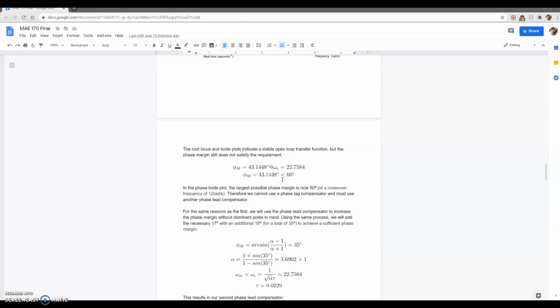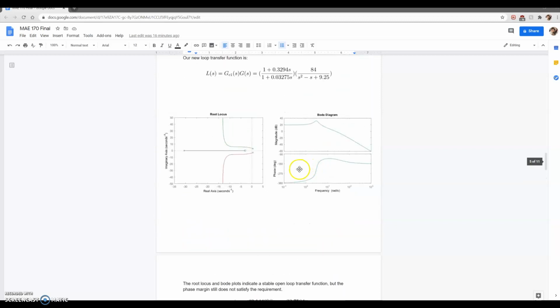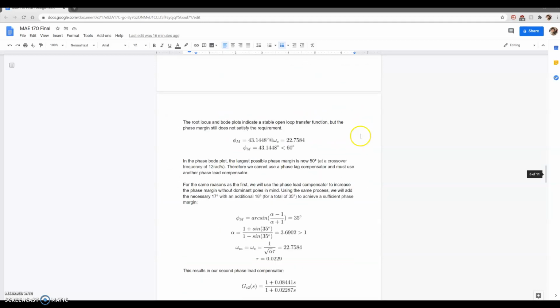So we would need to have either a lead compensator or a lag compensator to achieve the proper phase margin. And I don't know if you can see it, but on the phase Bode diagram, the maximum phase possible is about 50 degrees at this point, meaning that if we were to use a lag compensator, it would still not achieve the required phase margin, so we would need to use another phase lead compensator.